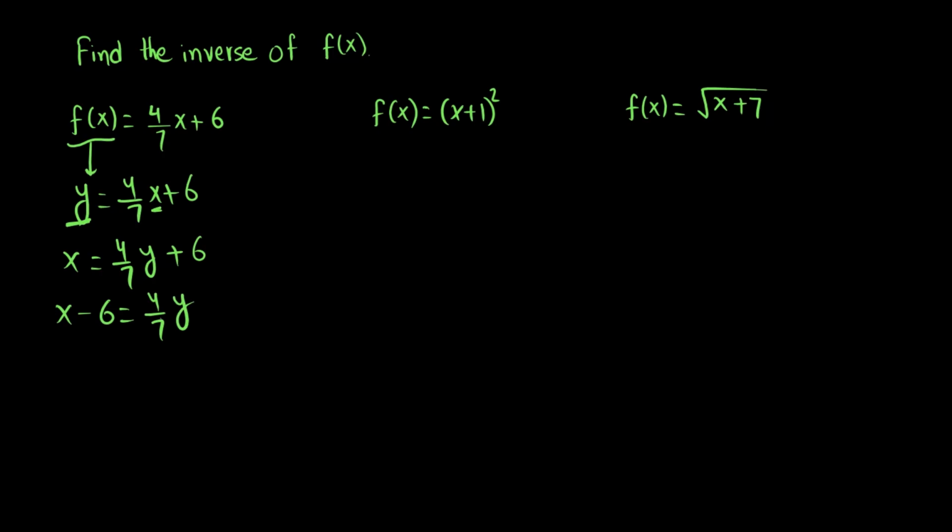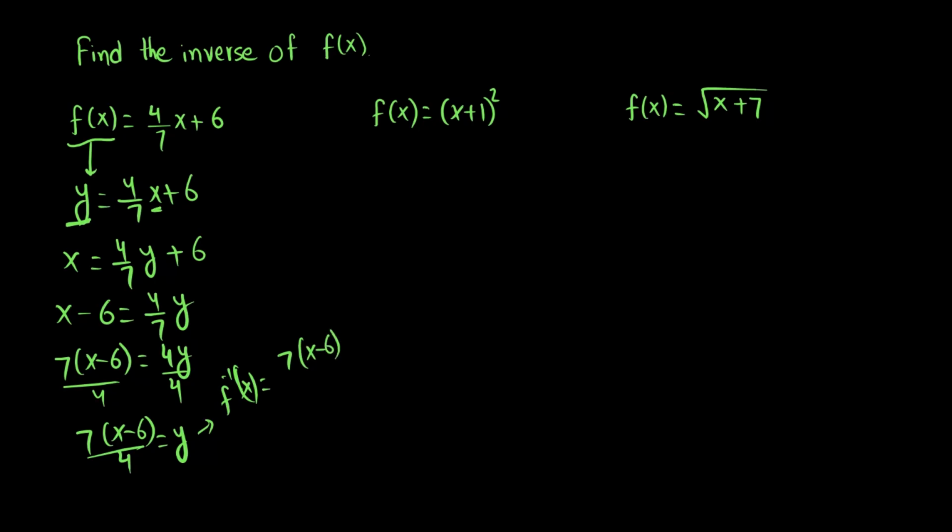Now to remove this 7 in the denominator, I can multiply both sides by 7. So 7 times (x minus 6) equals 4y. To isolate y, divide both sides by 4. So 7 times (x minus 6) over 4 equals y. And that's your answer: f inverse x equals 7 times (x minus 6) over 4. Let's see the next problem.